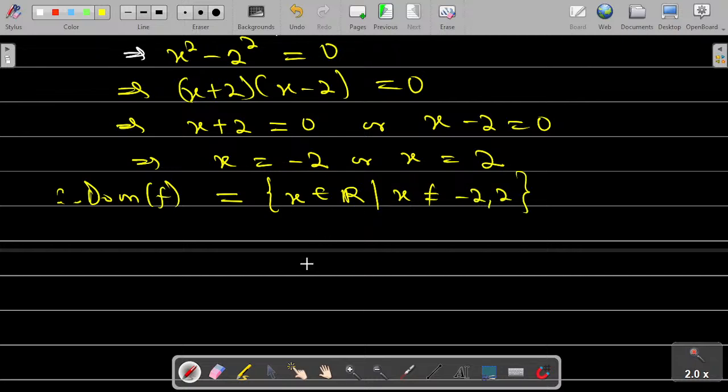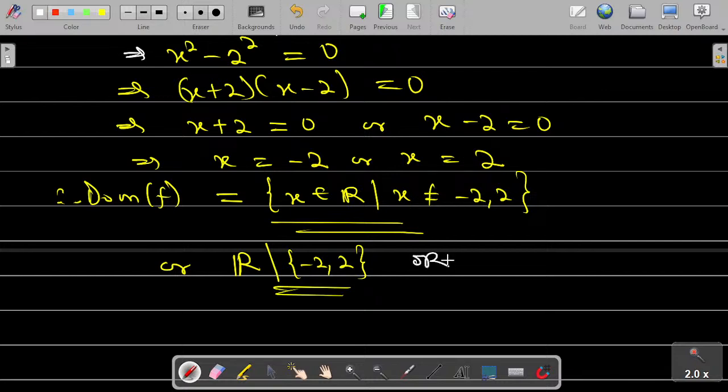And how do you write this? One way of writing this is actually our solution, but there are other ways you can write it. I can write it as R without minus 2 and 2. This backslash here means without. There's also another way: R minus, you know minus means without, minus this set, minus 2 and then 2.